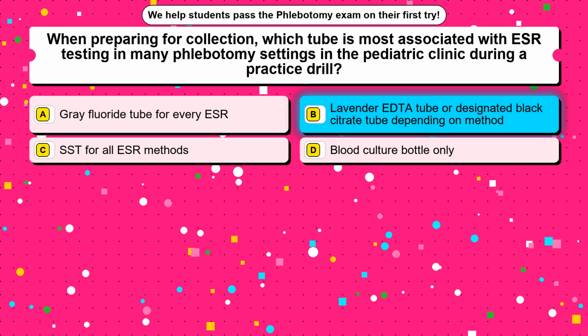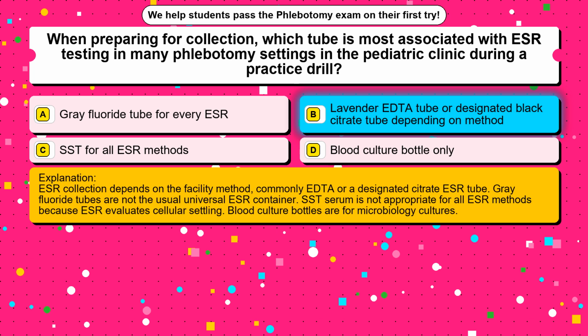The correct answer is option B. Lavender EDTA tube or designated black citrate tube depending on method. ESR collection depends on the facility method, commonly EDTA or a designated citrate ESR tube. Gray fluoride tubes are not the usual universal ESR container. SST serum is not appropriate for all ESR methods because ESR evaluates cellular settling. Blood culture bottles are for microbiology cultures.